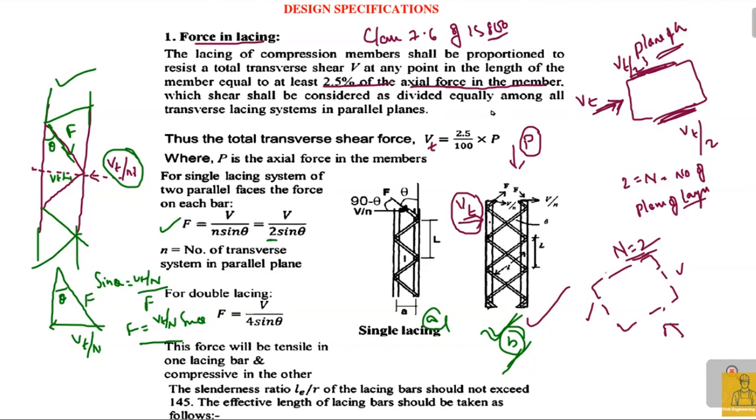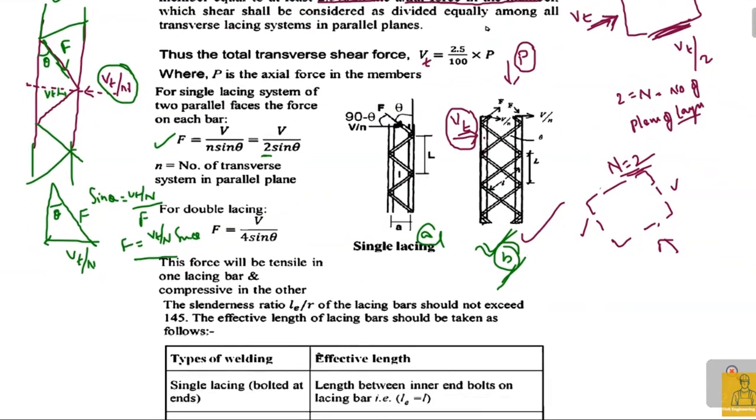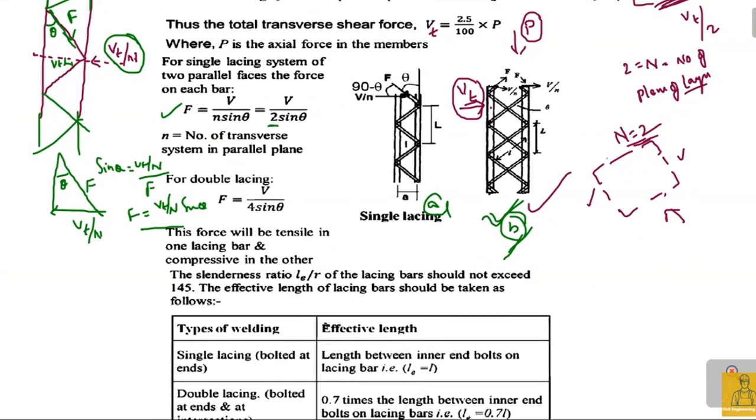Now we know what the force is. So what is F here? F is the force that is acting in the lacing system, in the lacing bar. This is the compressive force or tensile force. Remember that in some lacing bars, compression force can exist, and in some alternate bars, tension force can exist. Whatever the nature of the force, the magnitude of the force is the same. That is V by 2 sin theta in single, and in double it is V by 4 sin theta.